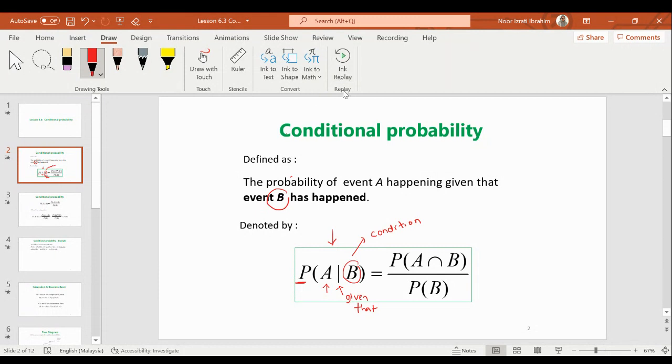The formula to get the conditional probability is the probability of the intersection between the two events, let's say A and B, divided by the probability of the event for the condition. So if we have the probability of C given E, the formula changes to the probability of C intersect with E, divided by the probability of the condition, and in this case the condition is E, so we divide by the probability of event E.